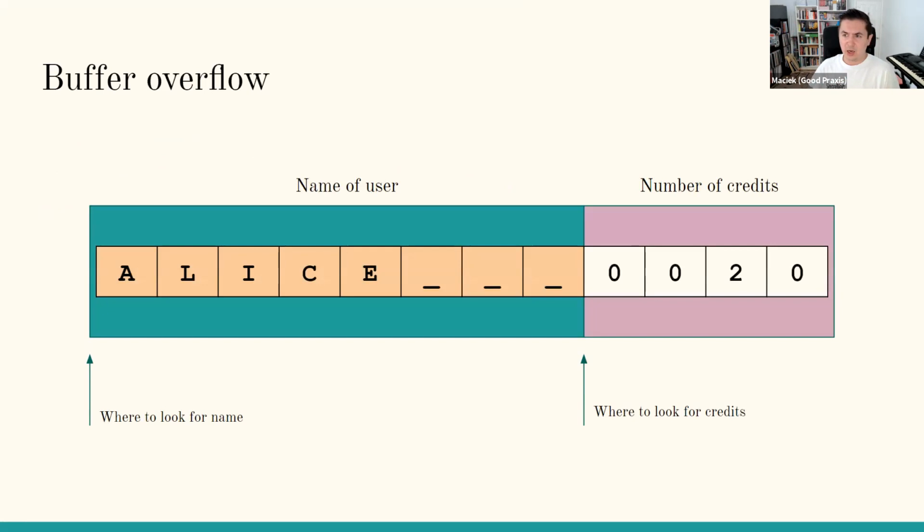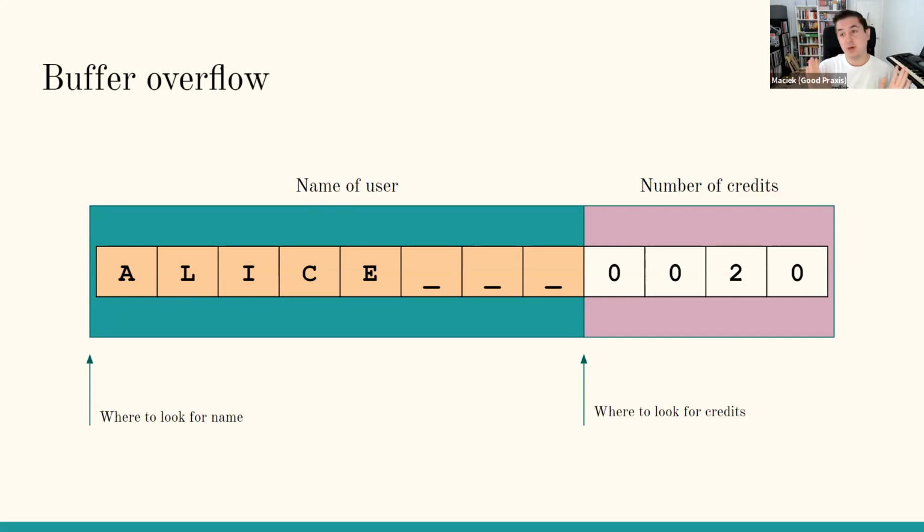So I hope you all understand the concept of memory, right? You have a computer, you store data in memory. This is just a location where a computer can send information and store it for later use. So imagine we have a data structure, like the one we see on the screen. And imagine you have a piece of software that stores the name of a user and the number of credits they have.